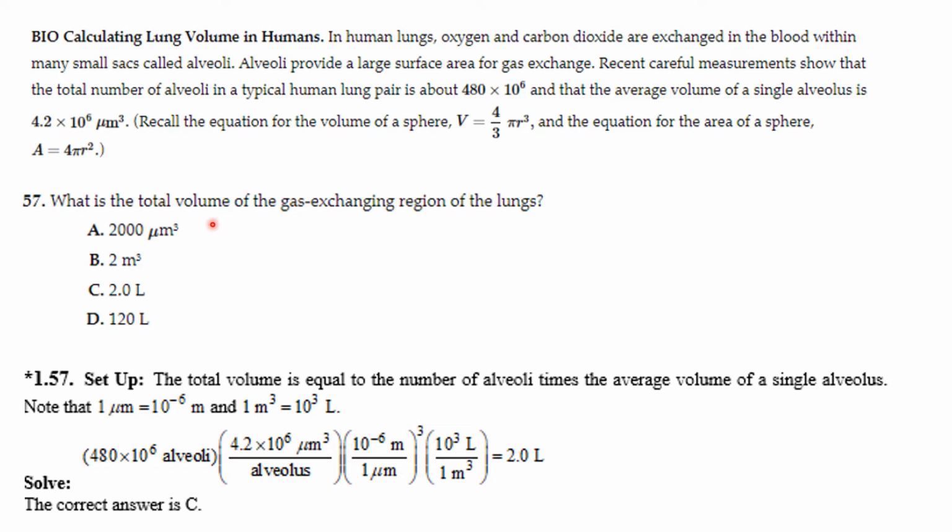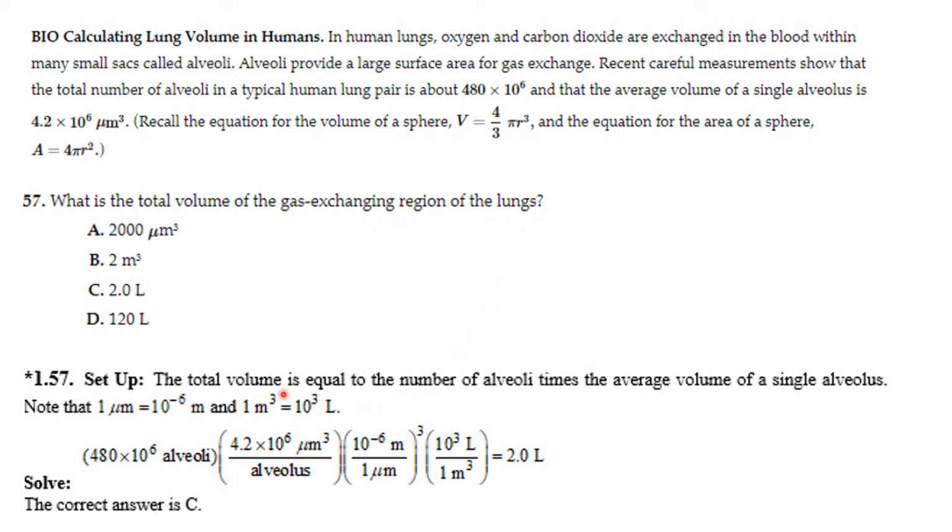So question 57 asks, what is the total volume of the gas exchanging region of the lungs? And you're given 4 answers in different units, and you have to think through which of those is the right answer. Again, multiple choice questions like this are very common in your certification exams. This one is for admission to medical school, but this is a problem that would make sense for your certification exams as well.